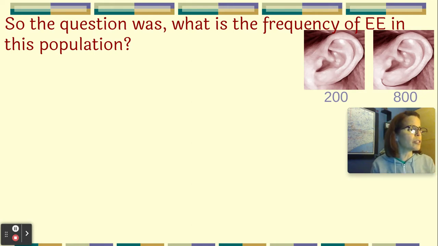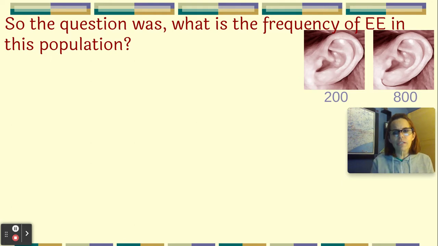So their frequency was 0.2 out of 1,000. But there are 800 with unattached earlobes. That's what the big E stands for, unattached earlobes. And we can't tell how many out of that 800 are homozygous dominant and how many of them are heterozygous. And that's what we need the Hardy-Weinberg equation for.